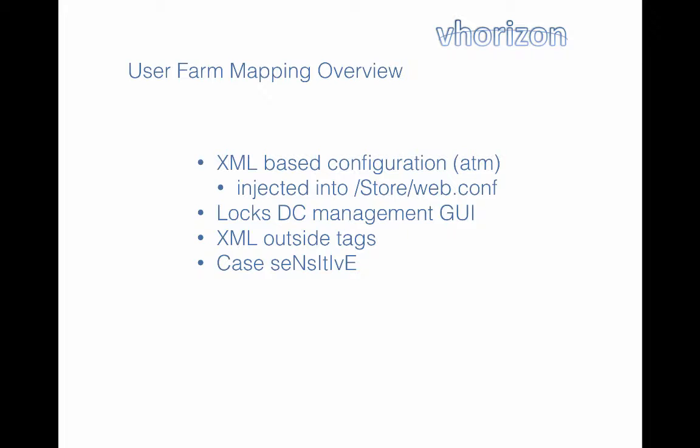It also locks out your ability to manage delivery controllers and farm sites within the GUI once you've entered a user farm mapping configuration into the web config file, because the web config file is very sensitive to change. So if you make an amendment in the GUI and you haven't updated user farm mapping, that can break it. There are some tag configurations that you need to change outside of the user farm mapping code block, which I'll go into later, and also it's very case sensitive in places.